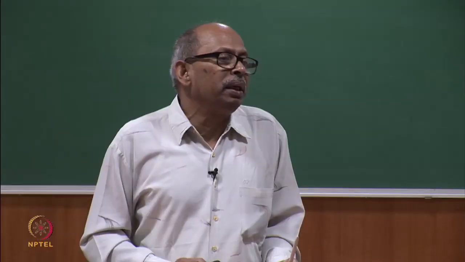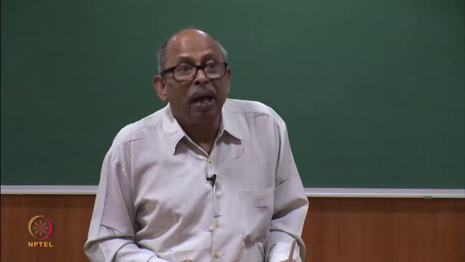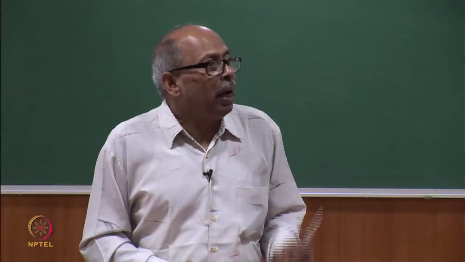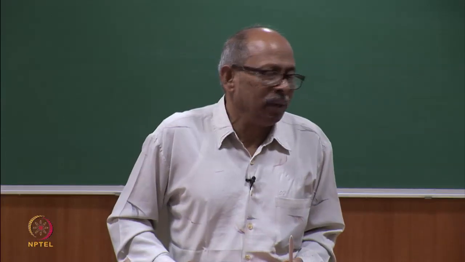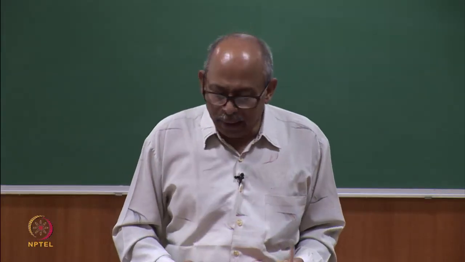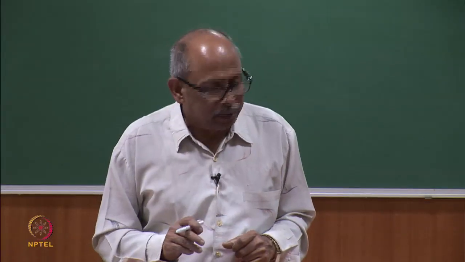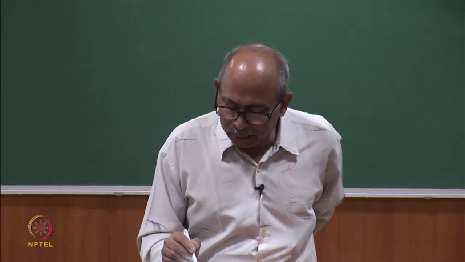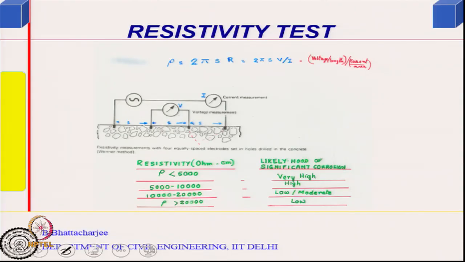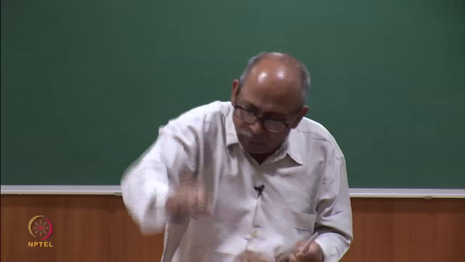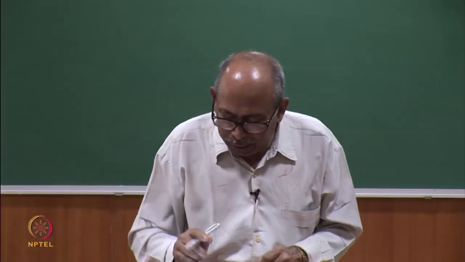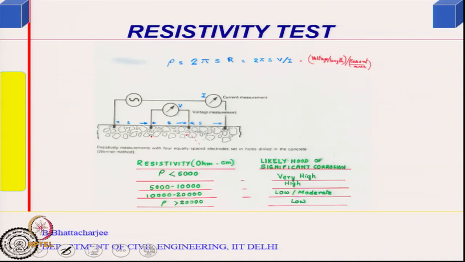Resistivity: because corrosion is an electrochemical process, current passes, so high resistance concrete is better. You measure the resistivity of concrete by the 4-pole method, the 4-probe method, the Wenner method actually. You just place the instrument onto the concrete. There are 2 probes here spaced at S and 2 more probes spaced at S.